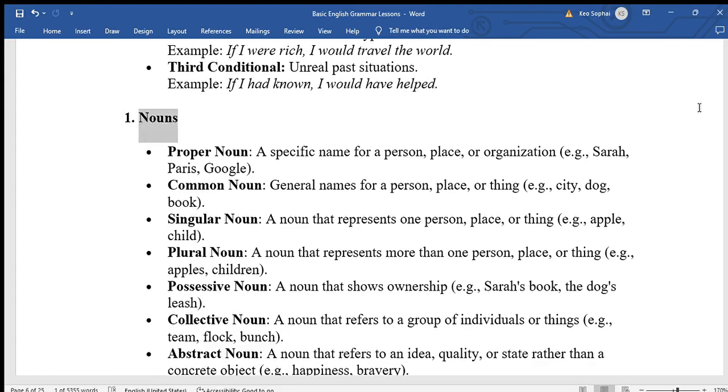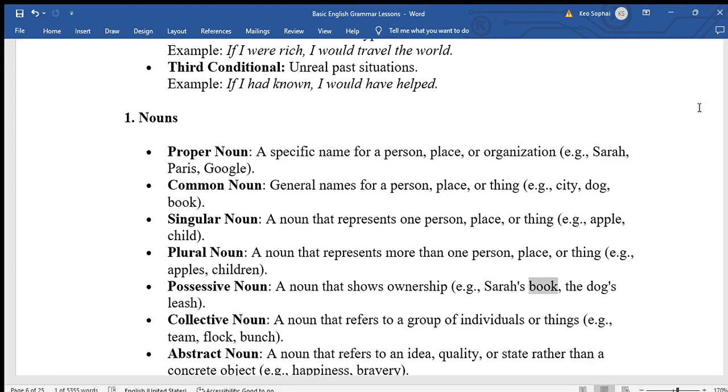1. Nouns. Proper noun, a specific name for a person, place, or organization. Example, Sarah, Paris, Google. Common noun, general names for a person, place, or thing. Example, city, dog, book. Singular noun, a noun that represents one person, place, or thing. Example, apple, child. Plural noun, a noun that represents more than one person, place, or thing. Example, apples, children.